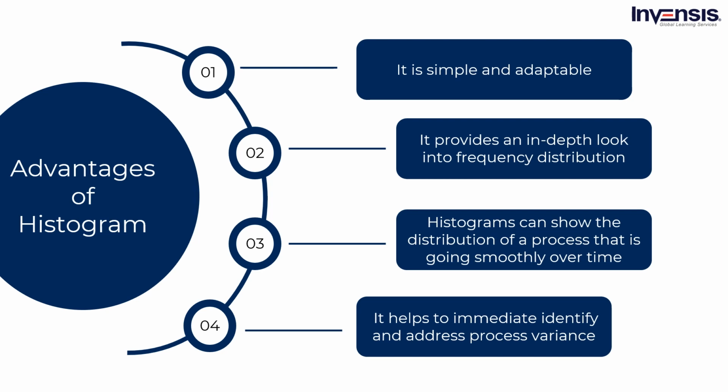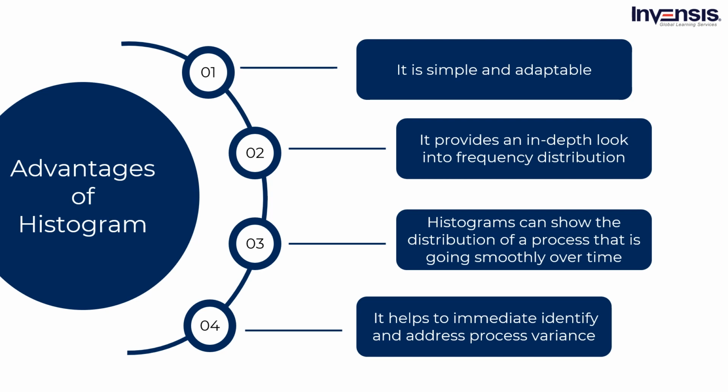It may be used in sales and marketing, for example, to create the most efficient pricing strategies and marketing campaigns. Next, histograms can show the distribution of a process that is going smoothly over time. So, any fluctuation in that process can be immediately observed when histograms are produced on a regular basis. This is a significant benefit for businesses since it allows them to identify and address process variance immediately.